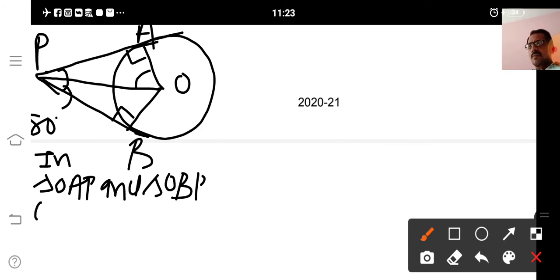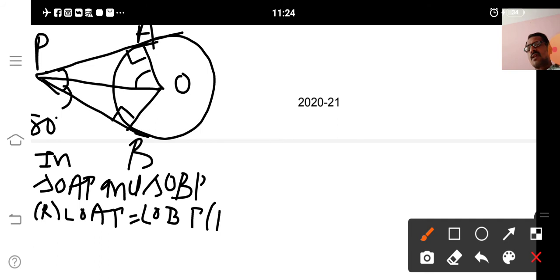First R. Then we will write right angle. In triangle OAP, which angle is right angle? A. So it will be written as angle OAP equals to, in triangle OBP, which one is right angle? OBP. How are these both angles equal? They are equal according to theorem 10.1. Reason you have to mention, you know very well.